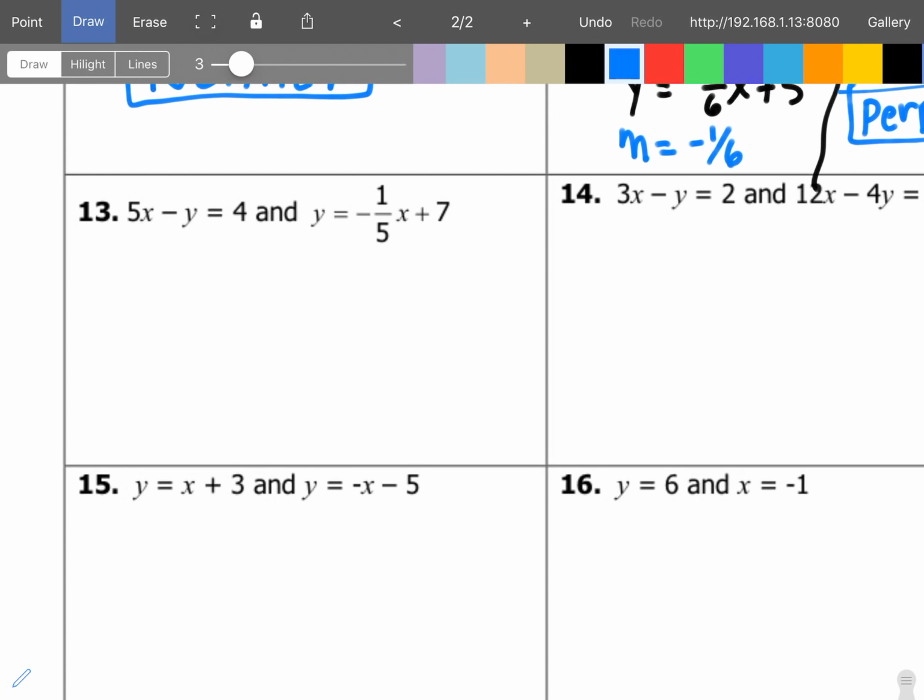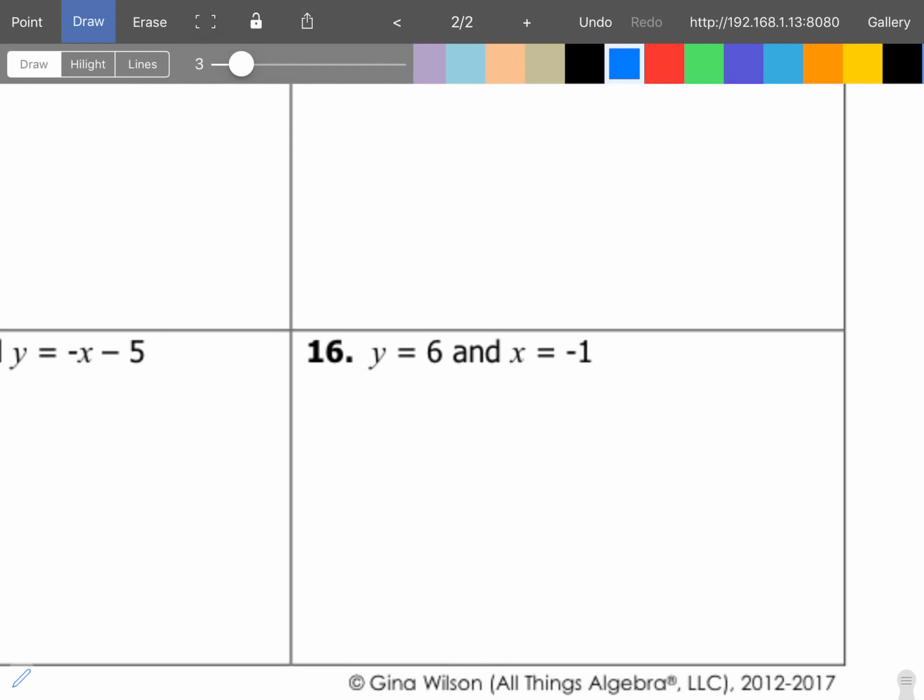I will do number 13, and then I want you guys to try 14 and... actually, you guys try 13, 14, and 15. I'm going to do 16.